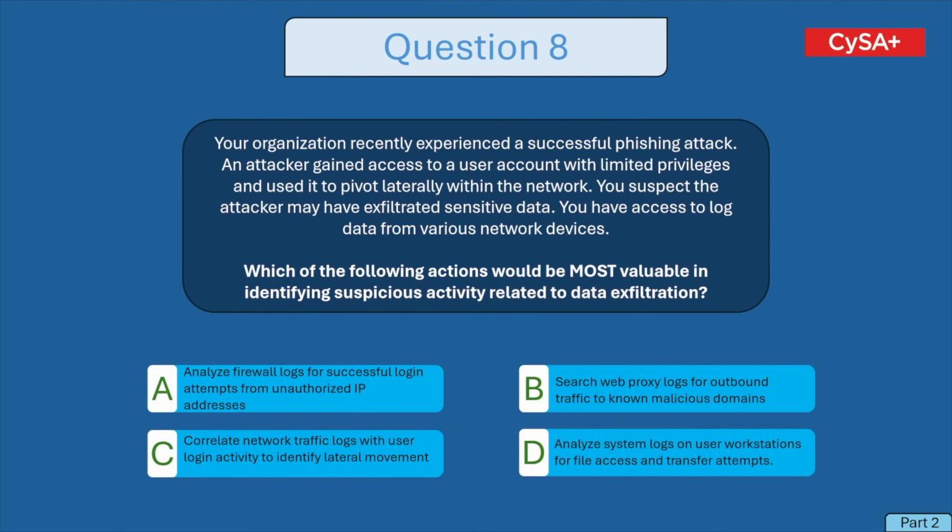Question 8. Your organization recently experienced a successful phishing attack. An attacker gained access to a user account with limited privileges and used it to pivot laterally within the network. You suspect the attacker may have exfiltrated sensitive data. You have access to log data from various network devices. Which of the following actions would be most valuable in identifying suspicious activity related to data exfiltration?